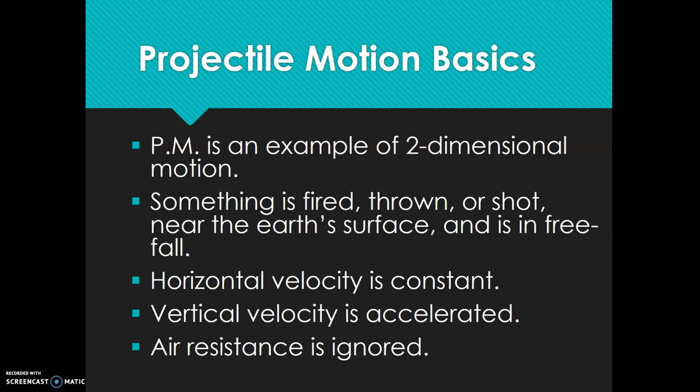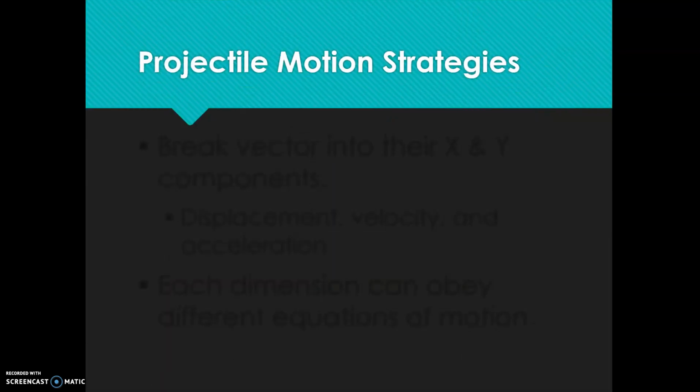Now, projectile motion basics is what we call two-dimensional motion. Something fired, thrown, or shot near Earth's surface is under what is called free fall, under the influence of just gravity. The horizontal velocity is always constant. The vertical velocity is always going to be increasing and accelerating. And we're always going to assume air resistance is ignored for simplification.